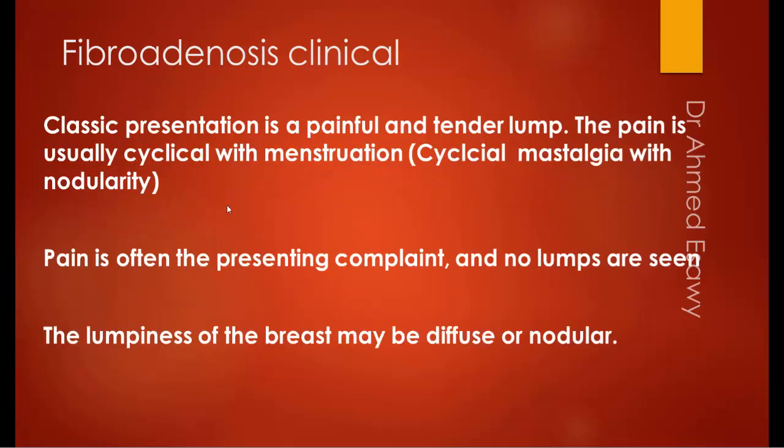Clinically, the classic presentation of fibroadenosis is a painful and tender lump. The pain is usually cyclical with menstruation, cyclical mastalgia with nodularity. Pain is often the presenting complaint and no lumps are seen. The lumpiness of the breast may be diffuse or nodular.